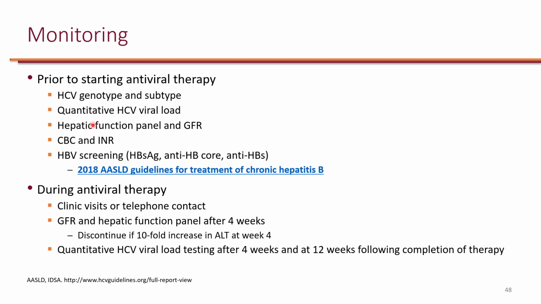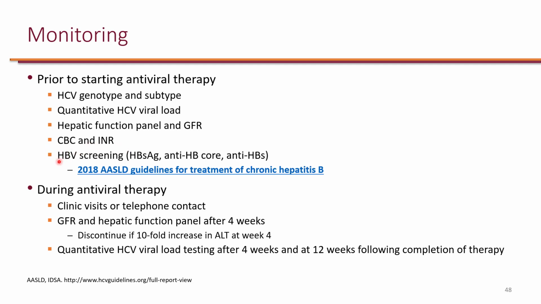It's important to evaluate the patient's hepatic function as well as the patient's renal function because these two will also determine how to select appropriate regimens as well as how to dose appropriately. We also need to monitor complete blood count as well as INR, especially in patients with cirrhosis. As you know, as the patient's cirrhosis progresses, these numbers will be very important.